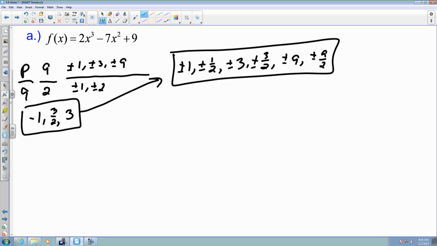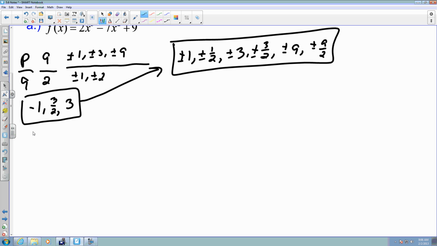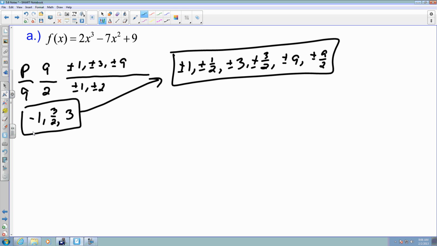To validate that these hold true, because again those are approximations, and to prove that these are solutions, not just because you were able to look them up on a graph, I want you to use synthetic division. I'm going to take -1 to start with, and take the coefficients of my function: 2, -7, a 0 for my x, and then 9.